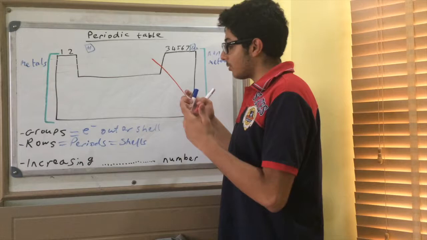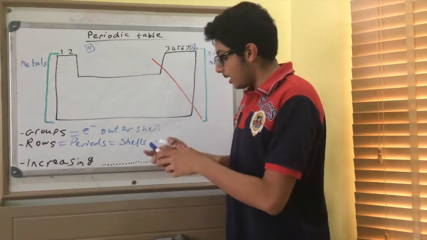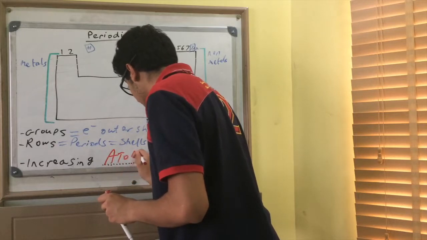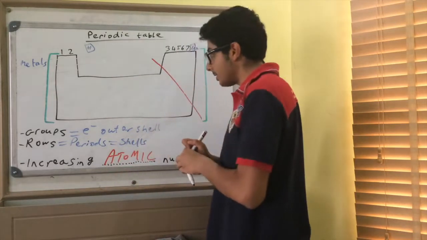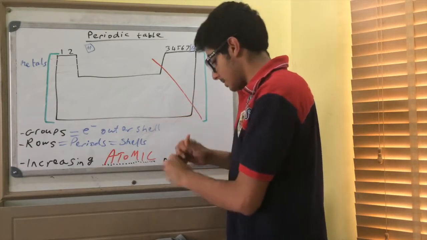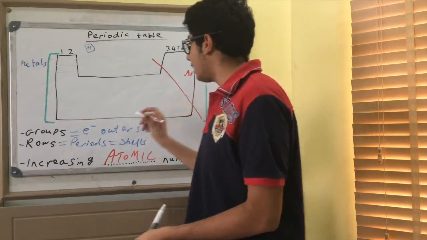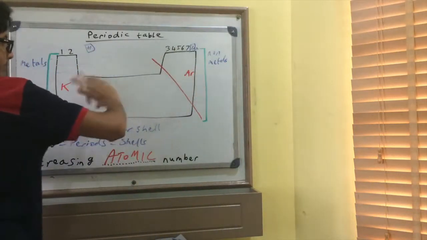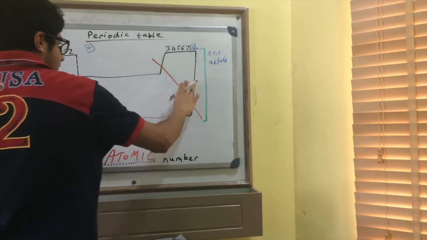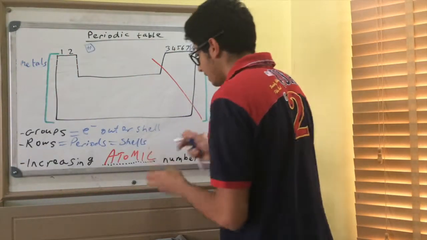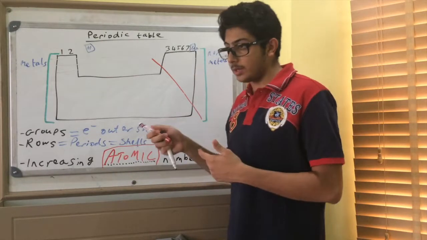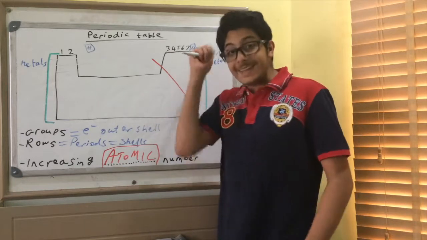And the periodic table is also arranged in increasing atomic number. Not increasing mass number, because if it was increasing mass number, then argon and potassium would be swapped over, because argon has a higher mass number than potassium. So it's arranged in increasing atomic number. Now, how do you know the difference between atomic number and mass number? I'm going to go over that next.